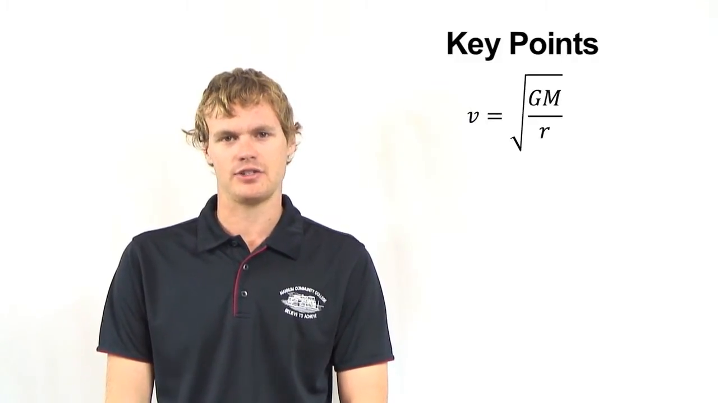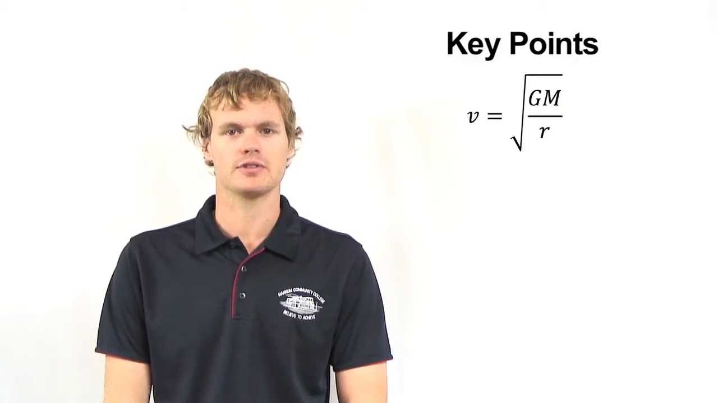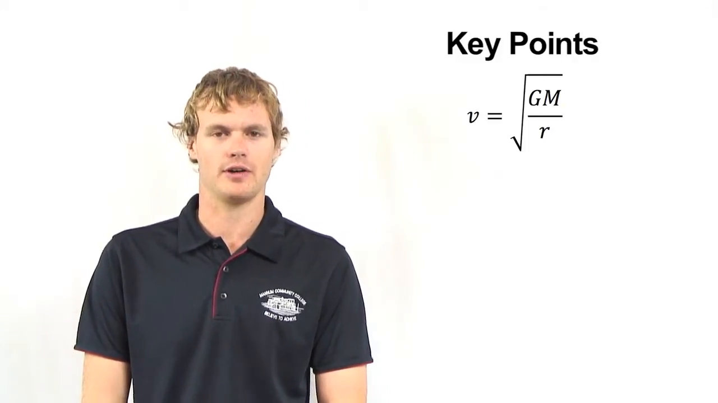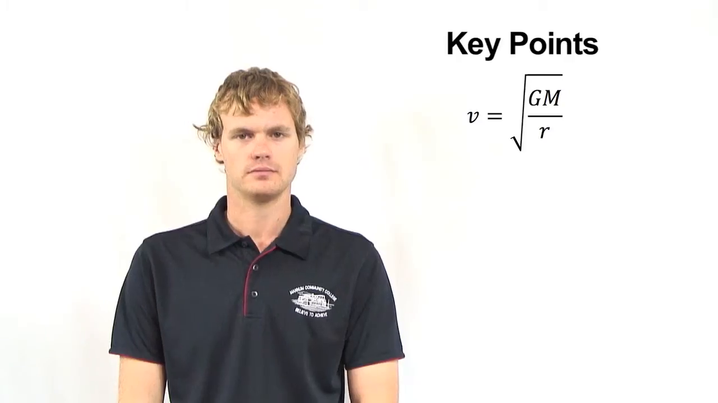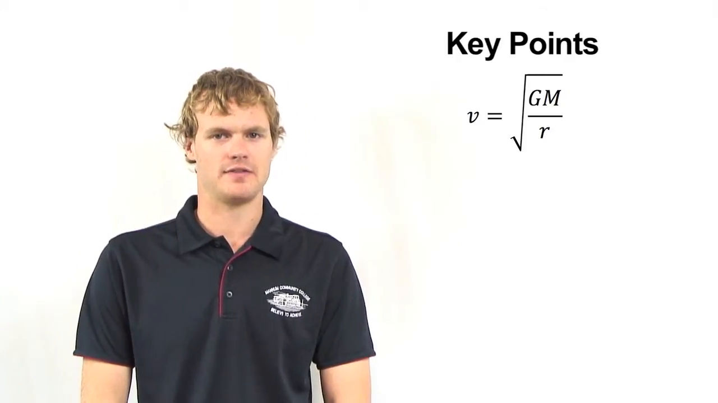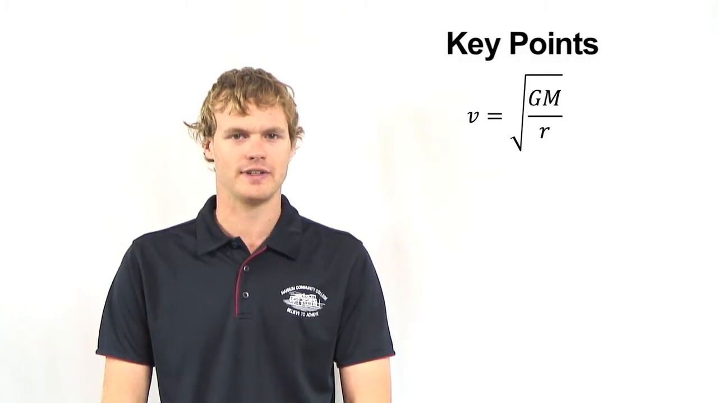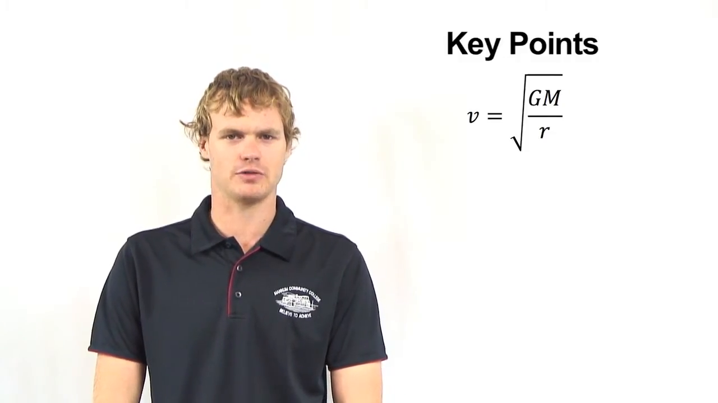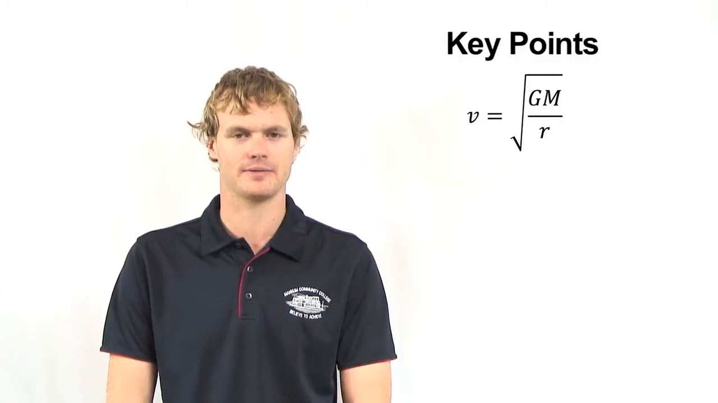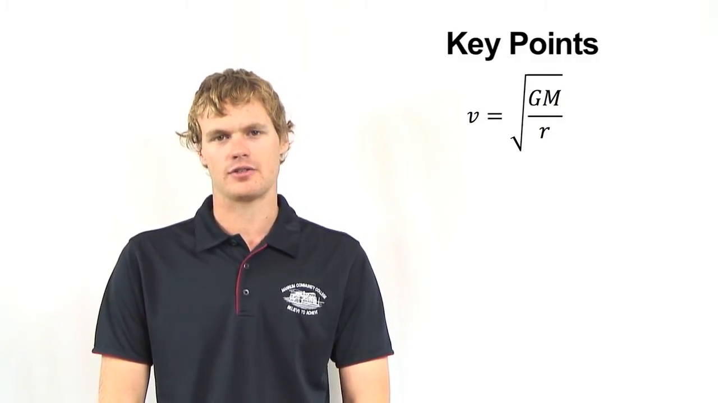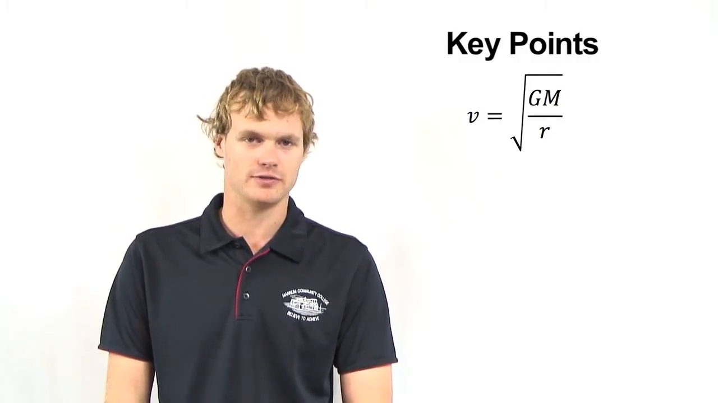So, the key points from the video. The speed of a satellite can be calculated using v equals the square root of GM on r, where M is the mass of our body, r is the radius of the orbit of our satellite, and v is the speed of the satellite. So we need to know how to derive the formula as well as using the formula.